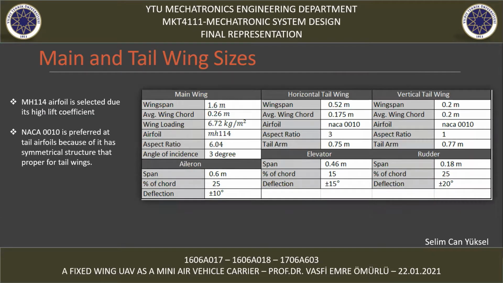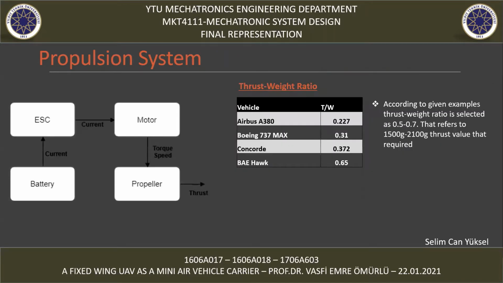A plane wing size table is created, and the undercambered MH11 airfoil is selected for the main wing due to the high lift requirement. NACA 0010 is preferred for the tail wings because of its symmetrical structure. According to given examples, the thrust-weight ratio is selected as 0.5 to 0.7. The maximum weight of the UAV was defined as 3 kg, so the required thrust will be in that interval.